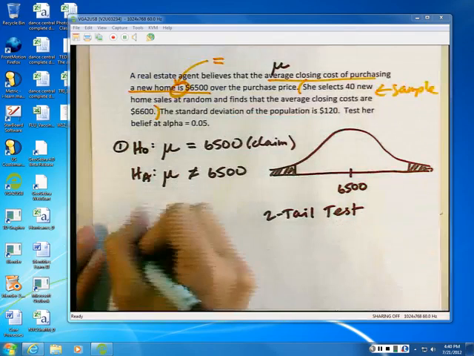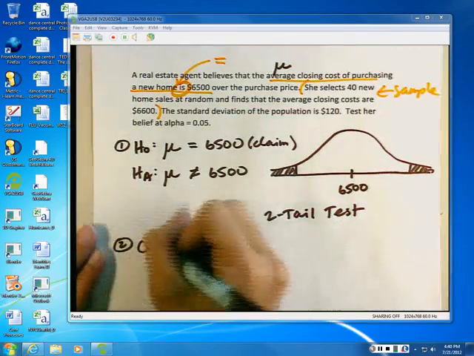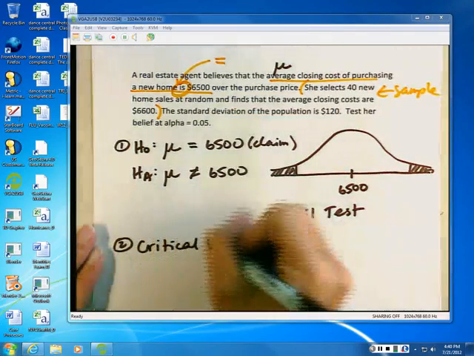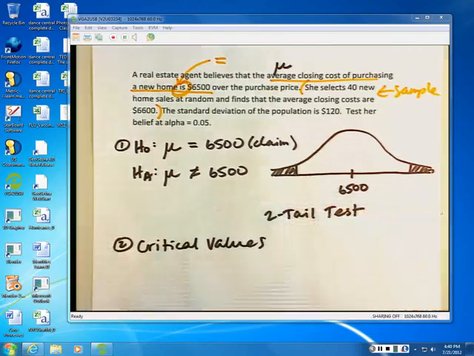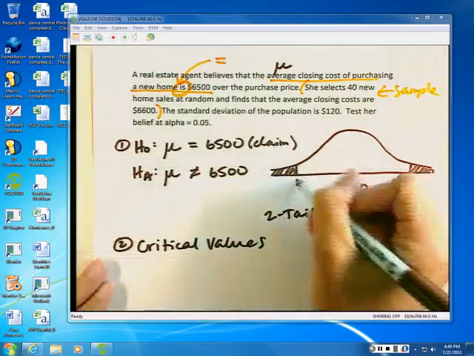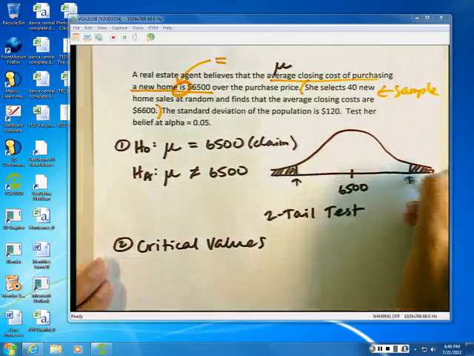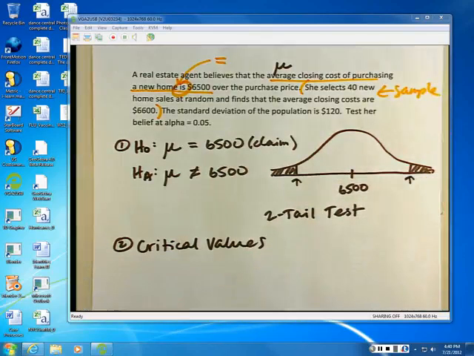So step number 2, we're looking for the critical values. And then I'll do it this way first, then we'll do it with the calculator. And you can use any combination. The critical values, that's these guys right here. I want to know what cuts off the significance regions. So we're going to look to see what cuts off the significance regions.